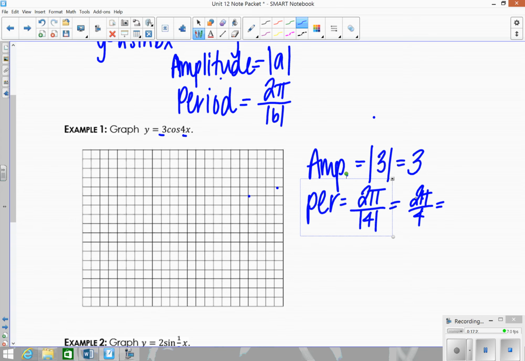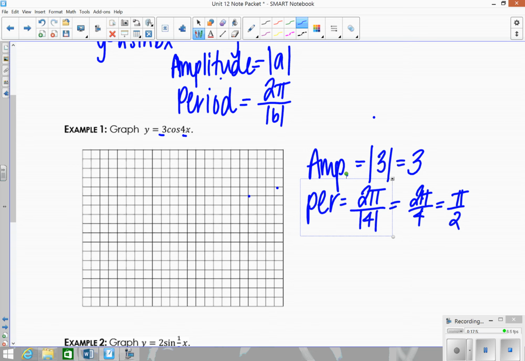which if you reduce this, 2 over 4, 2 goes into 4 2 times, so it's really going to be pi over 2 if you reduce it. One cycle will occur in pi over 2. So basically pi over 2 is 90 degrees. So one complete cosine graph will occur in 90 degrees. So it's really getting smaller because it's getting squished together, because it only takes now pi over 2 for one cycle to occur instead of 2 pi.